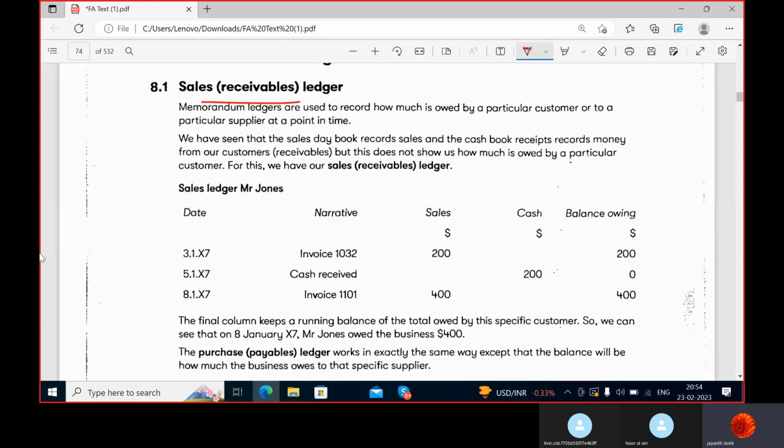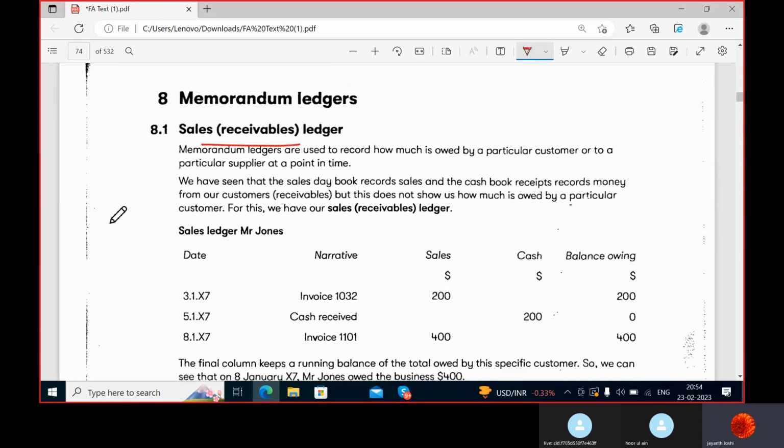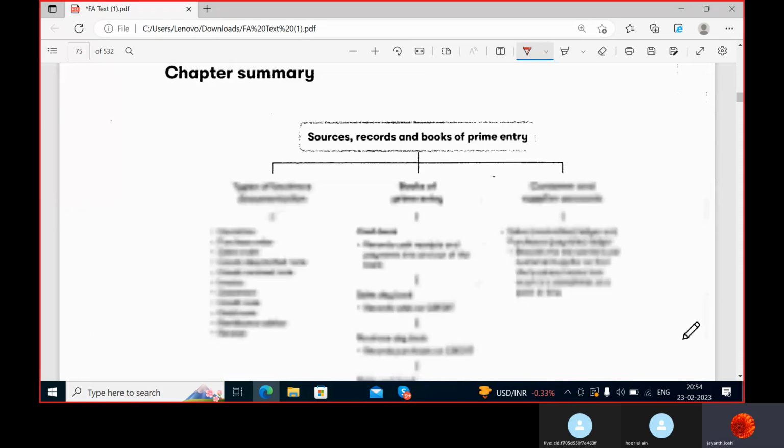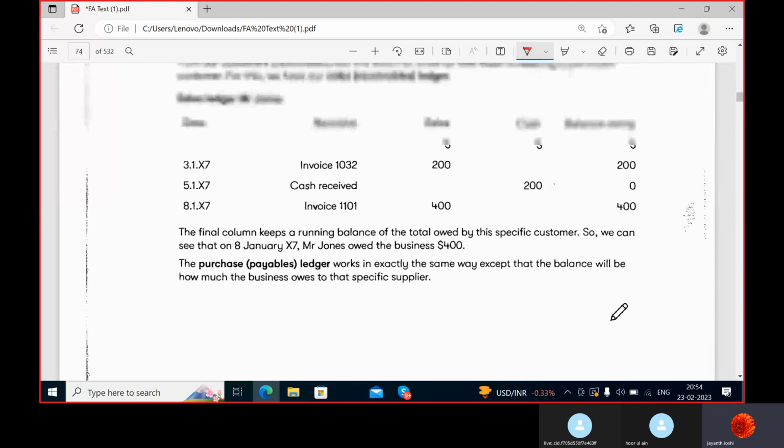Then there comes the receivable ledger. Memorandum ledgers are used to record how much is owed by a particular customer or to a particular supplier at a point in time. That means we are speaking about the receivable ledger related to credit sales and the payable ledger related to credit purchases. So there are two ledgers here.